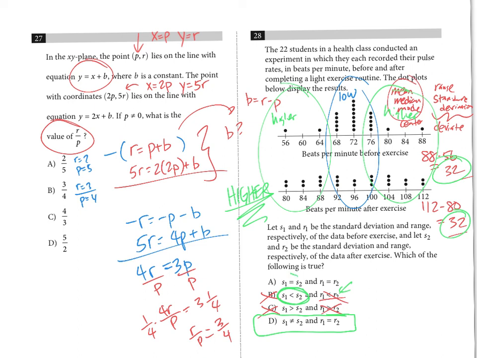A says that standard deviation is the same, and clearly it's not if the values are set up differently, right? If they're laid out in front of us and it just looks different, the standard deviation can't be the same. They are, in fact, different, not equal to each other. So the correct answer is D.